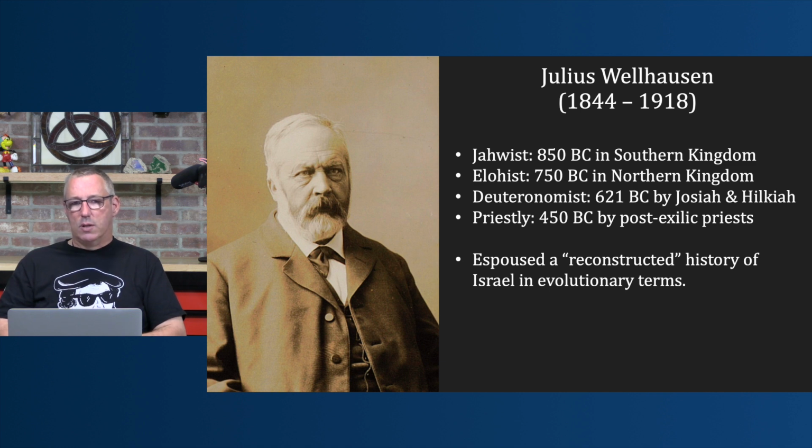He did this by relating JEDP to a reconstructed, that's code for fabricated, version of Israel's history along evolutionary lines. You see, Darwin's Origin of Species had just been released a few decades prior, and everyone wanted a piece of the evolutionary action. Wellhausen conjectured that J and E came out of the early stages of Israel's awareness of God, when the nation was a conglomeration of clans and traditions and local temples. Over time, prompted by the prophets, Israel eventually developed ethical monotheism.